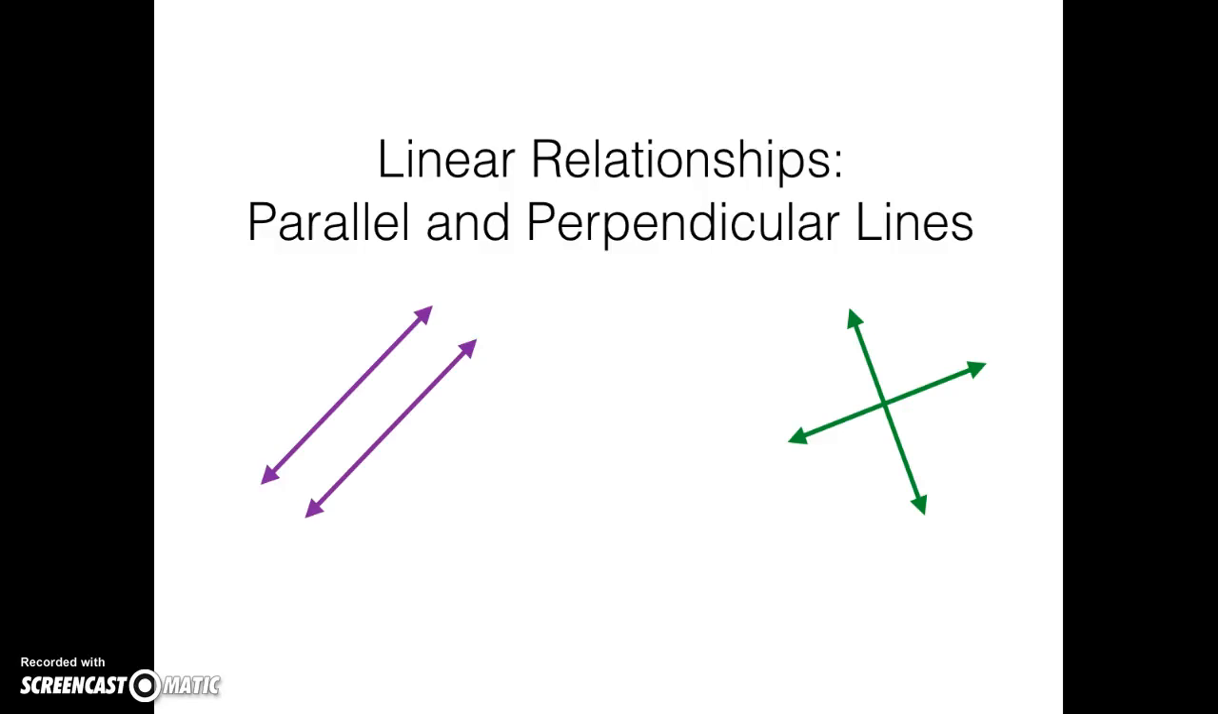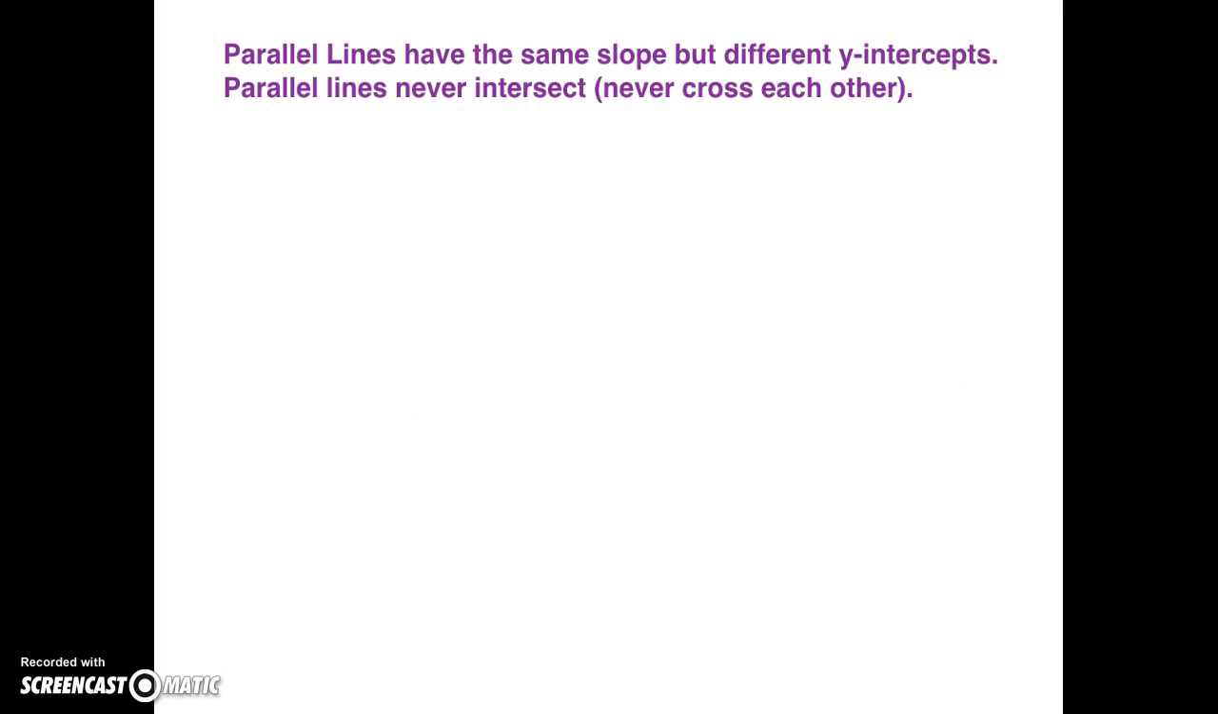Relationships, parallel and perpendicular lines. Parallel lines have the same slope, but different y-intercepts. Parallel lines never intersect, which means the two lines will never cross each other.